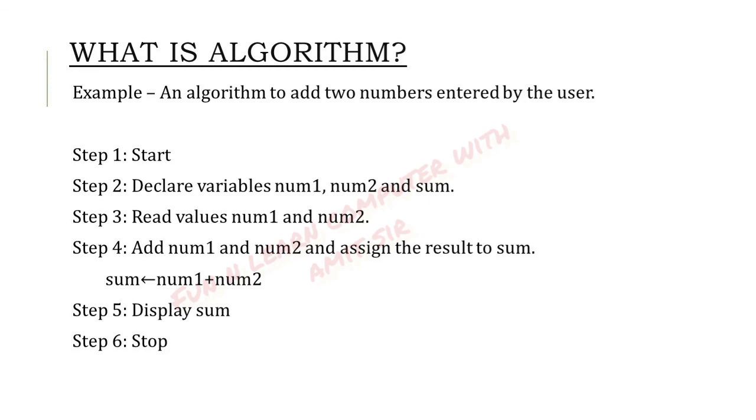Here the processor adds the numbers num1 and num2, whatever the values these variables carry, and saves the result as sum. Next, step 5. Display sum. It will display the result as output on any output device on your computer. Next, step 6. Stop.